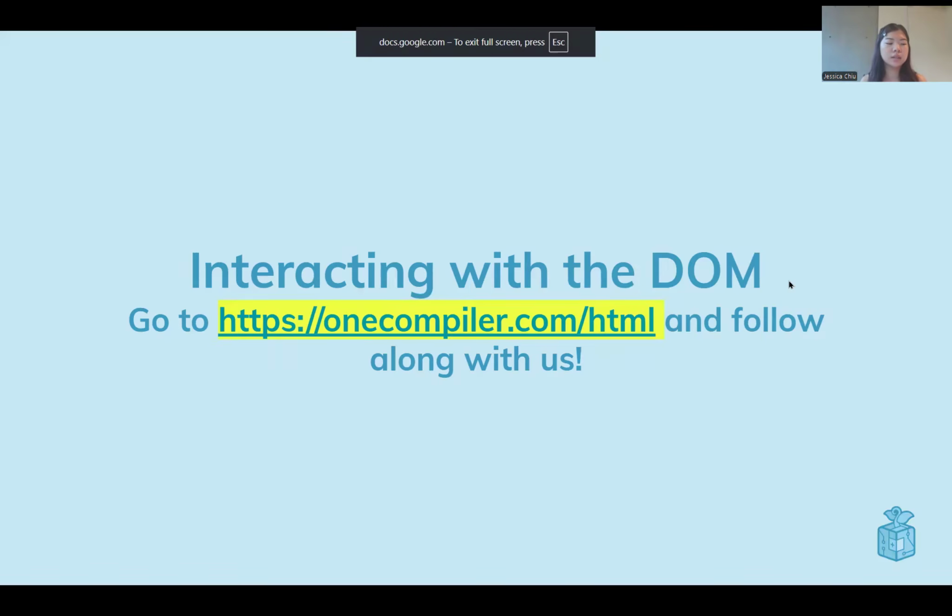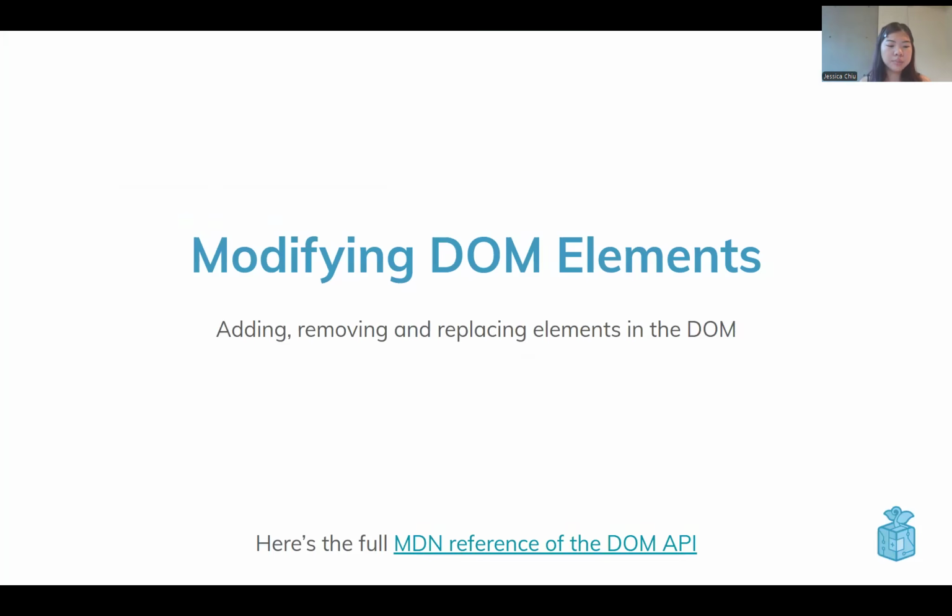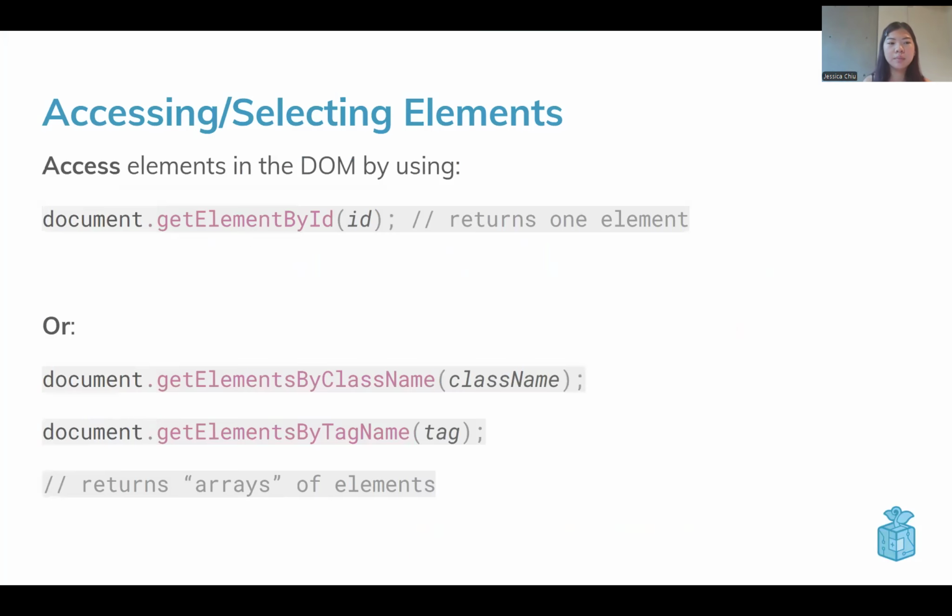Okay, let's look at some functions that we can use. The main three things we can do are adding, removing, and replacing. So first of all, we just need to access them. To access them, we do document.getElementById and then the ID of that element.